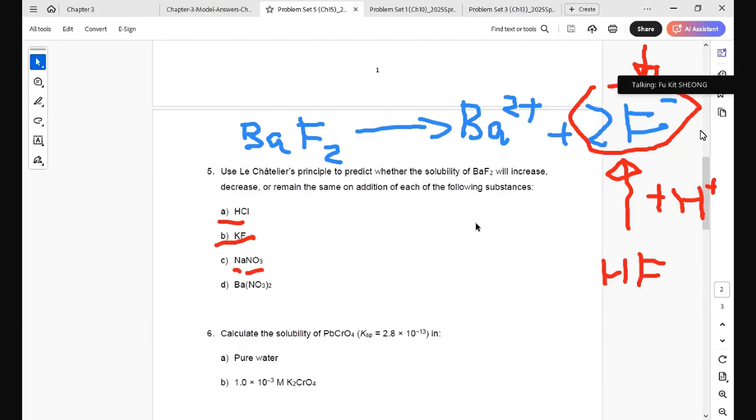Finally is the barium nitrate. Barium nitrate is another common ion effect. Just this time you are adding the common ion of barium instead of fluoride. But that is also a common ion effect. If you introduce more common ions, you are going to push the equilibrium back to the left. So basically A is increased, B and D are decreased, C is unchanged. Okay, so that's basically everything.